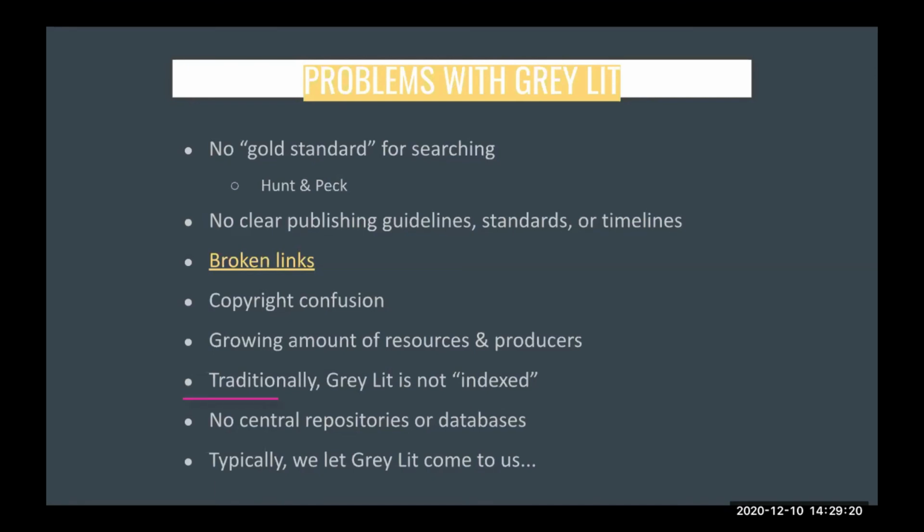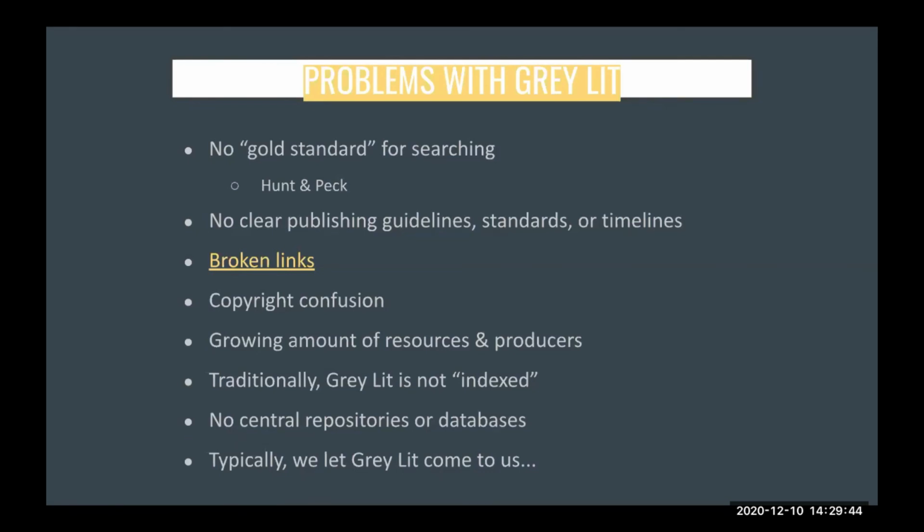Finally, gray literature is not indexed. I will say that certain types of gray literature, like preprints and conference abstracts and proceedings, are beginning to be indexed, and that's great. We can often, because of that, find those things alongside our typical sources. And as I've said a few times, there are no central repositories or databases.